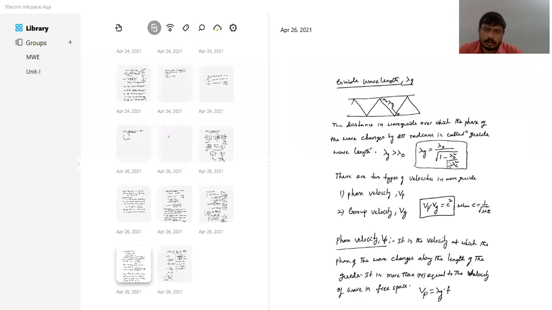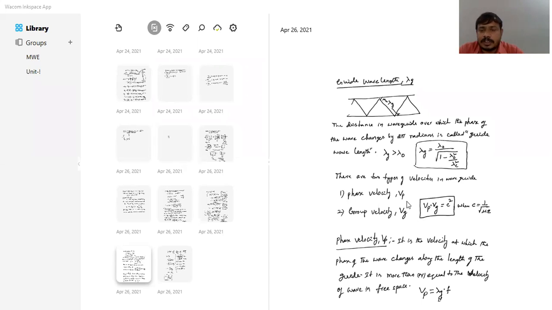Okay, so last class we discussed guided wavelength, that is lambda g. The guided wavelength is the distance in the waveguide over which the phase of the wave changes by 2 pi radians. This guided wavelength lambda g is greater than lambda naught, where lambda naught is the free space wavelength.